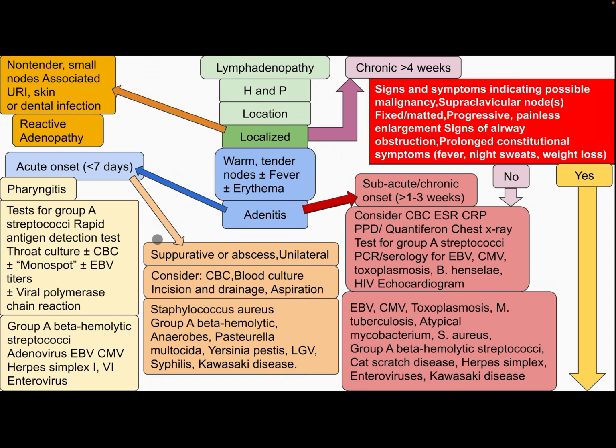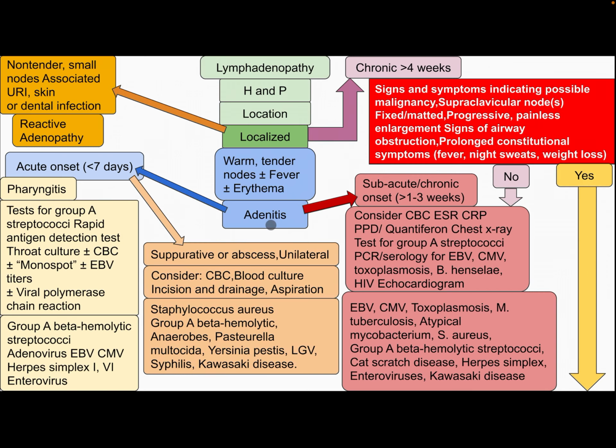Or it may be in an acute state, maybe suppurative or abscess, unilateral. The patient needs CBC, blood culture, incision and drainage, aspiration. Differential diagnosis: Staphylococcus aureus, group A beta hemolytic streptococci, anaerobes, Pasteurella multocida, Yersinia pestis, lymphogranuloma venereum, syphilis, Kawasaki disease.